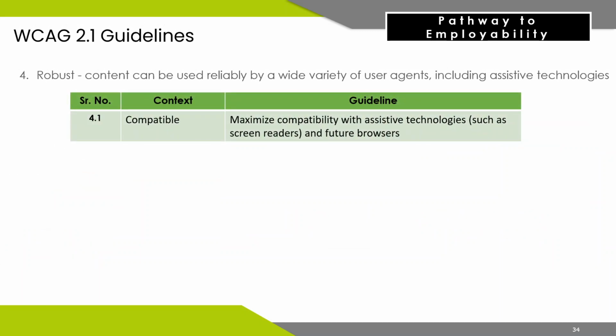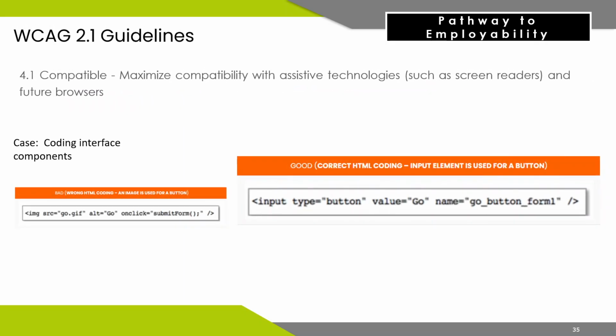Content must be robust enough that it can be interpreted by a wide variety of user agents, including assistive technologies. Reference: https://www.w3.org/tr/WCAG21 number robust. Now, we will have a look at Guideline 4.1 Compatible. Maximize compatibility with current and future user agents, including assistive technologies.